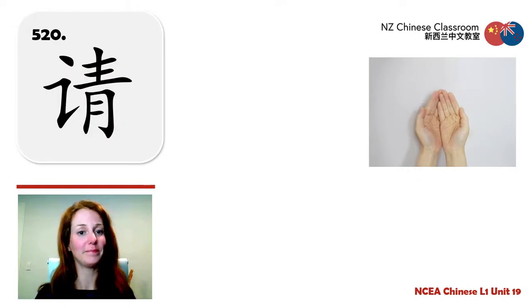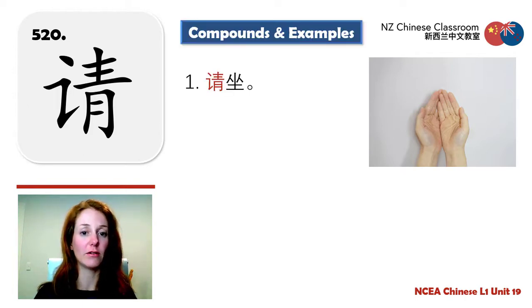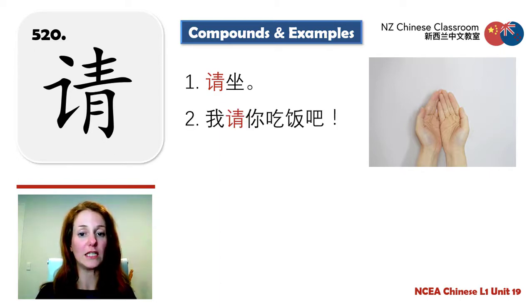我们开始吧. 请. You might have heard this as please. It also has another meaning, to invite someone to do something or to treat someone to something. So we know 请坐, please sit. And 我请你吃饭吧. I will treat you, invite you to eat food. So maybe we're going out to a restaurant. 我请你. I will pay for you. I will treat you.